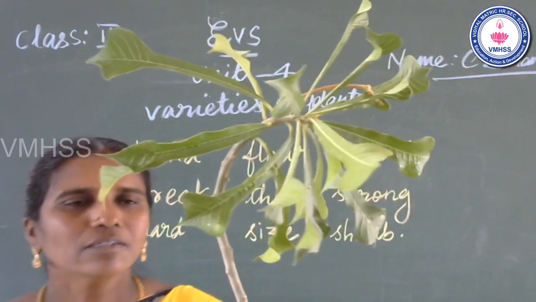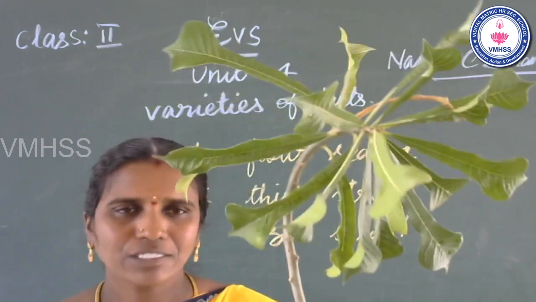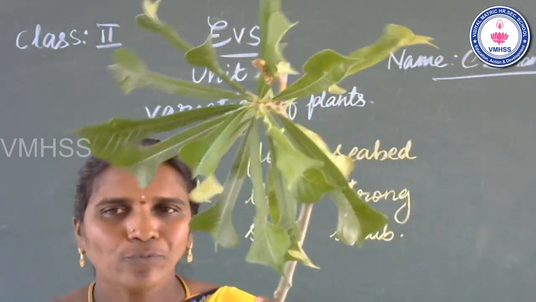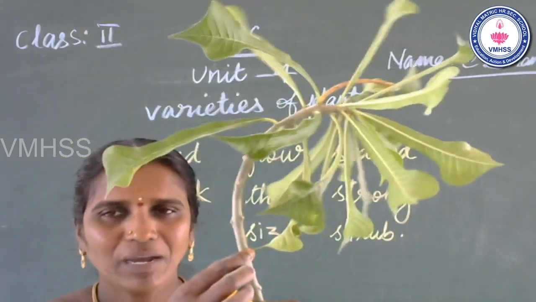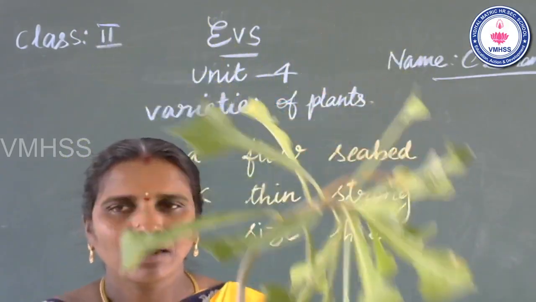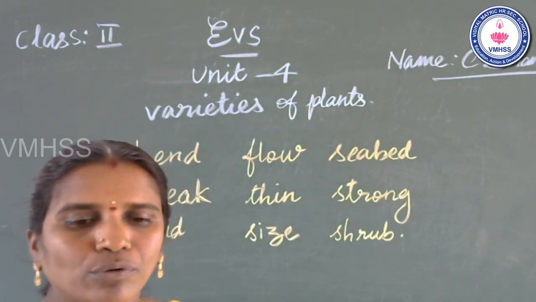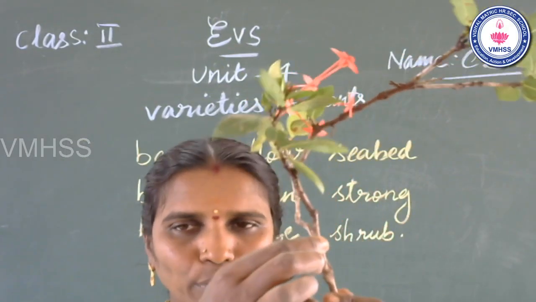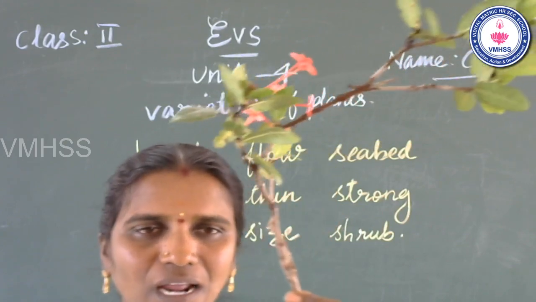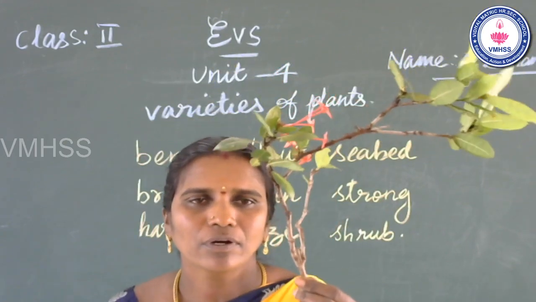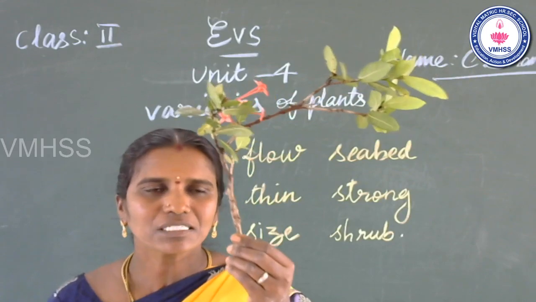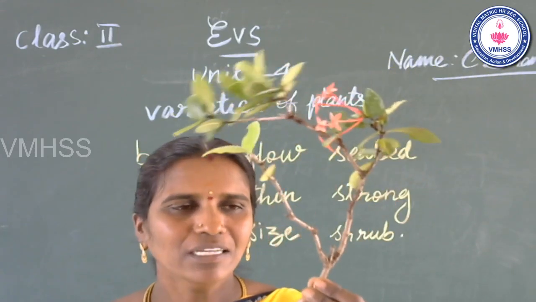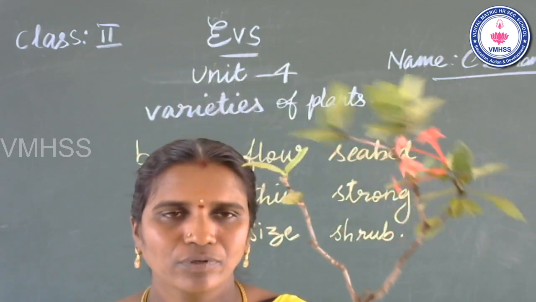Trees are the tallest plants. Okay? They have a thick, brown, strong stem. This is called a trunk. Okay?